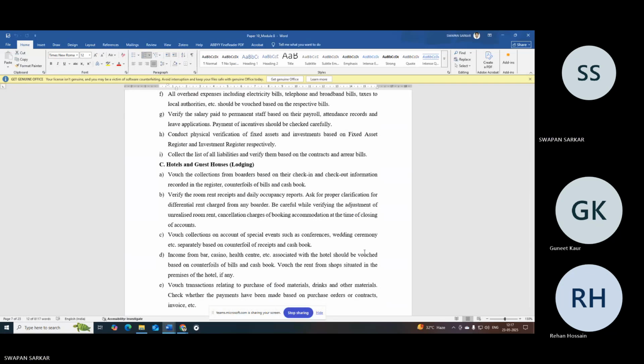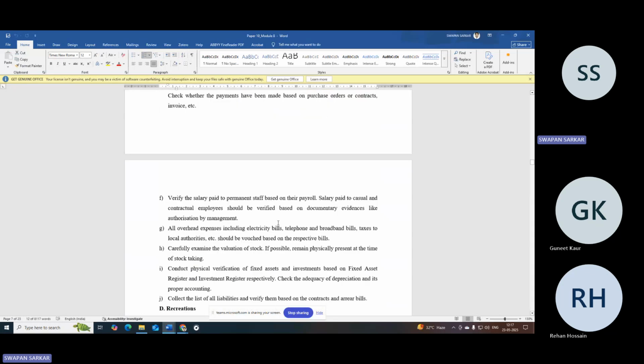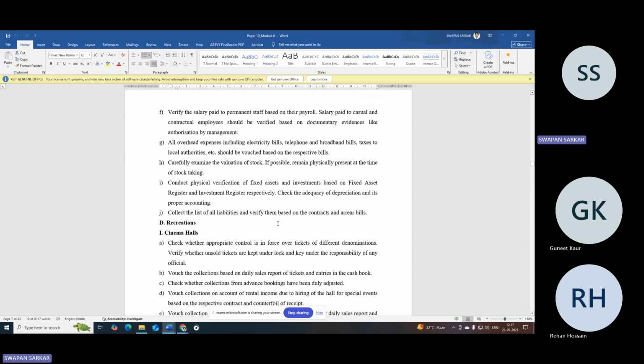Check whether the payments have been made based on the purchase order or contracts, invoices, etc. Verify the salary paid to permanent staff on their payroll. Salary paid to casual and contractual employees should be verified based on the documentary evidence like authorization by the management. Then all overhead expenses, including electricity, telephone, broadband bill, taxes to authorities, etc., should be vouched based on the respective bills. Carefully examine the valuation of stock.